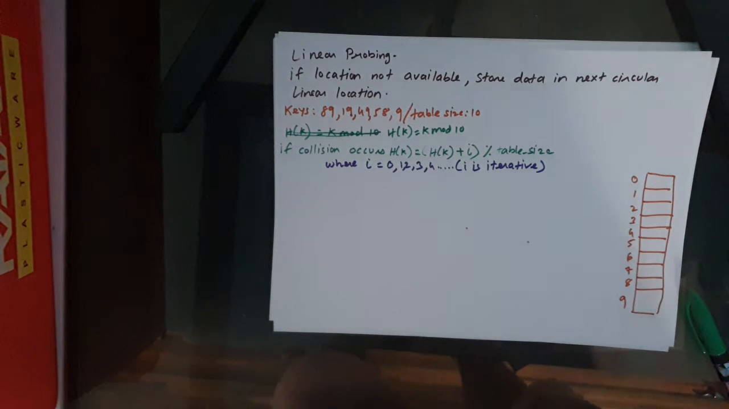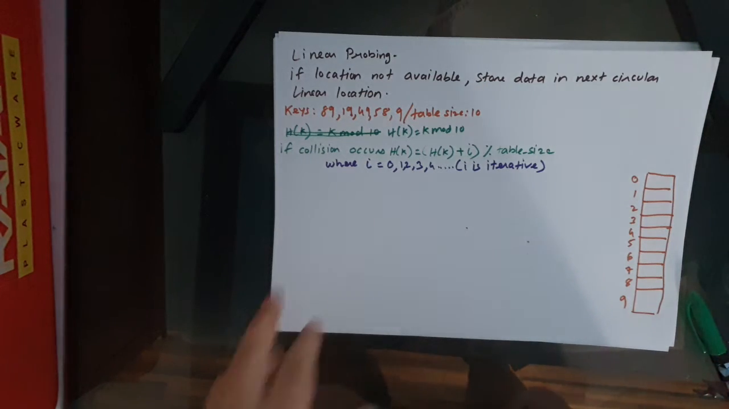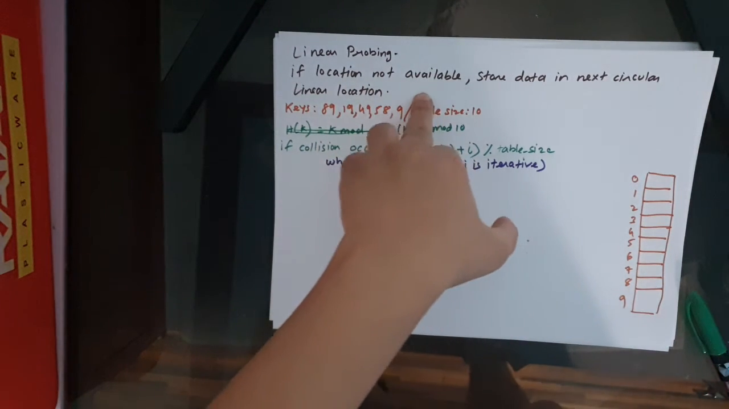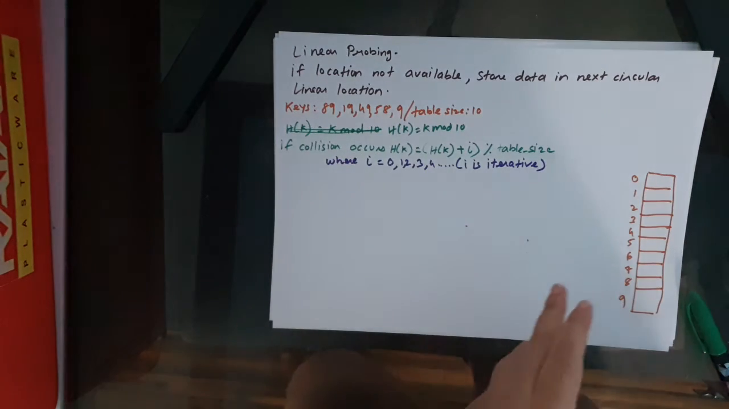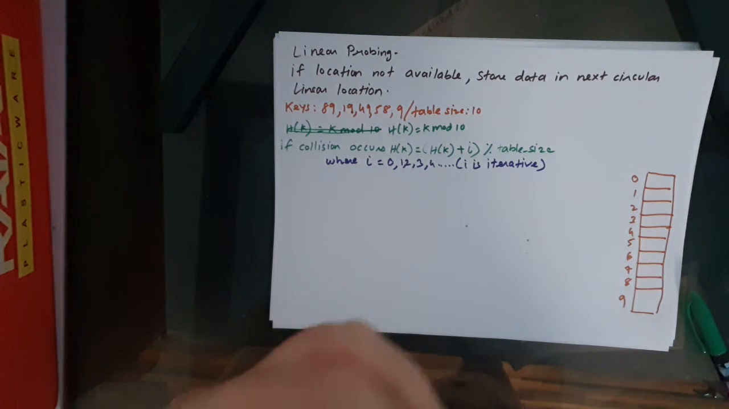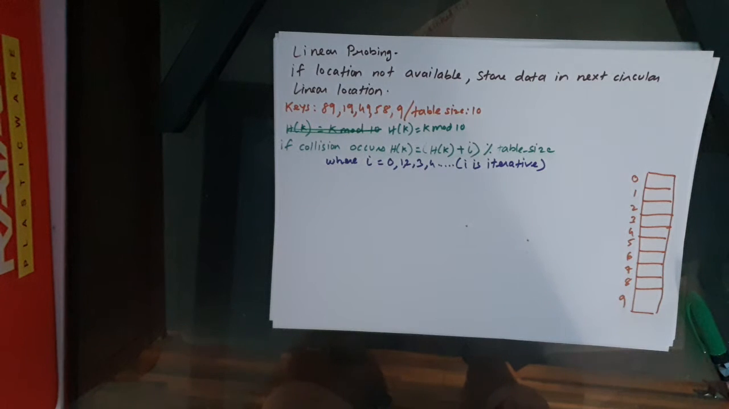So the next part that we need to do is linear probing. This is a collision avoidance technique. In this, if a particular location in an array is not available, then we are going to store the data in the next circular linear location which is available. So if the location is not available in the array, we store the data in the next location which is circularly linearly available.